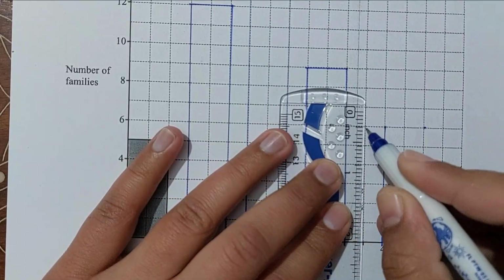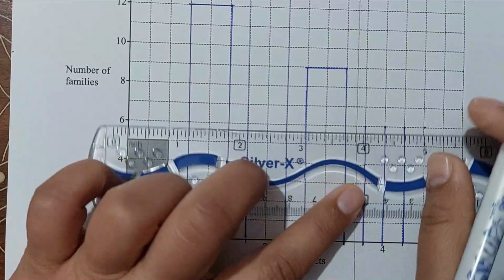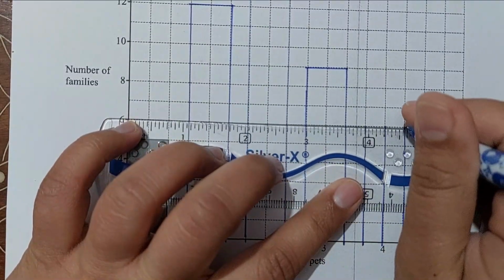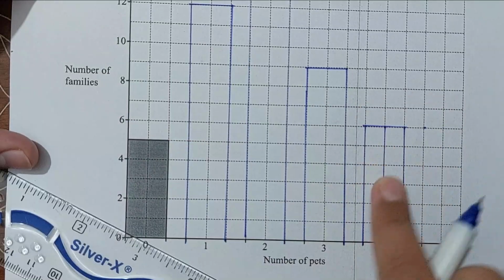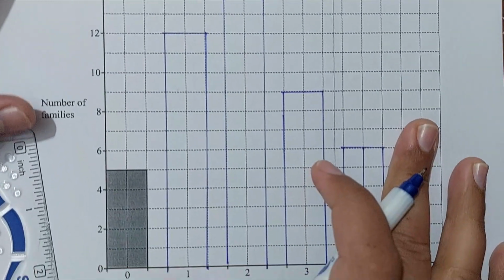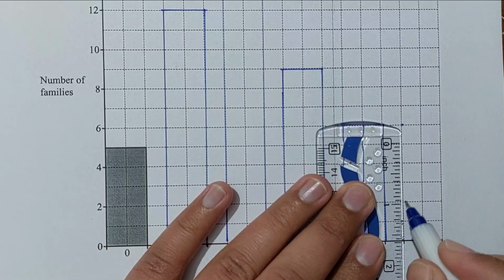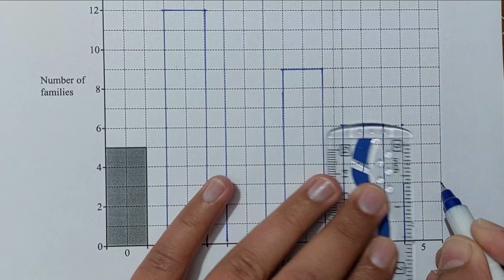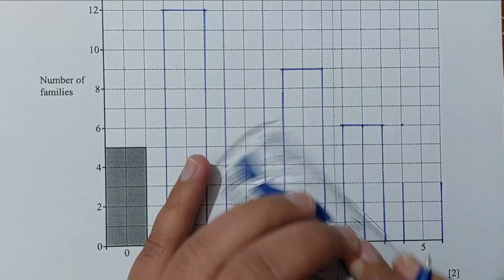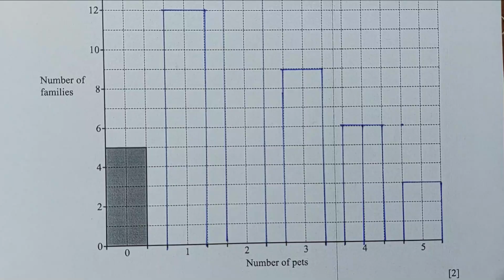Sorry. Here is a way to draw the 4. I drew the wrong one. The middle line is not included. Okay, 5 pets, 3 families. For 5 pets, this would be 3 families. Right, that's the bar graph.